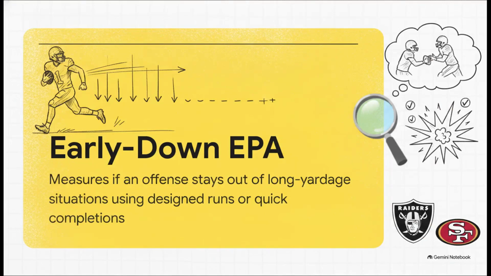And any valid post-verification efficiency model begins right here. Early down expected points added, or EPA for short, along with success rate. For both Las Vegas and San Francisco, we have to identify if their offenses can actually stay out of long yardage situations. Are they utilizing efficient designed runs? Are they relying on clean play action throws? Or maybe quick game completions that beat the first tackler? You know, an explosive play is flashy and can alter a score quickly, sure, but repeated, positive, early down plays, that's a much stronger piece of evidence that an offense can actually sustain scoring drives without relying on third-and-long miracles.